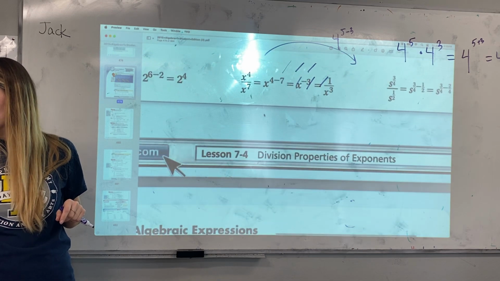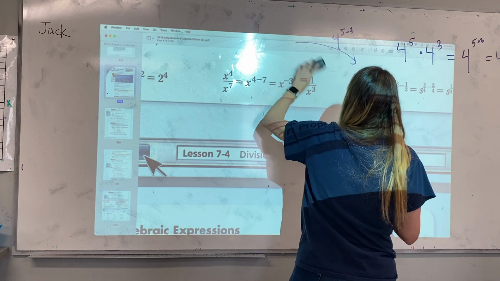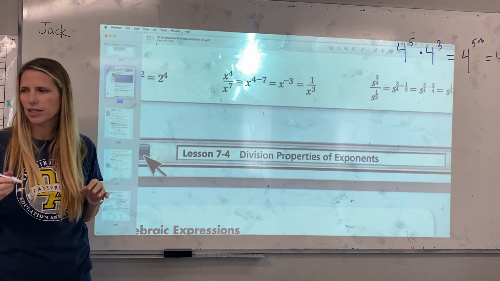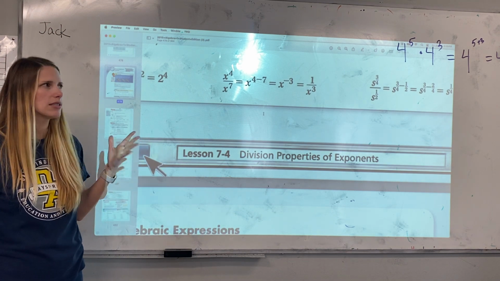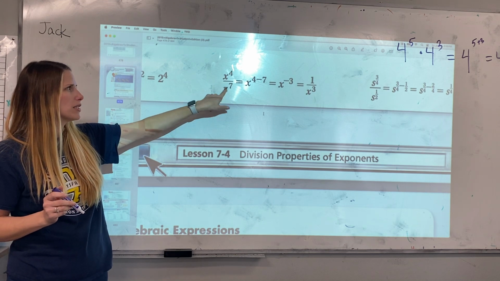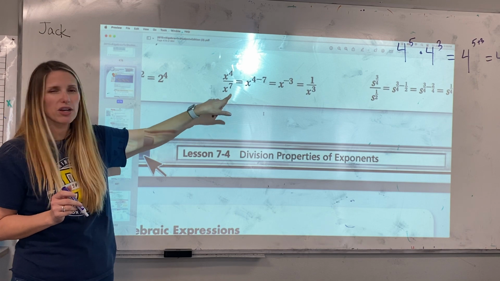It looks even worse. All right, so let's look at an example that changes it up a little bit. Same process, but it's going to cause something a little bit different. We're going to do the same thing. If the base is the same, what do we do with our exponents?